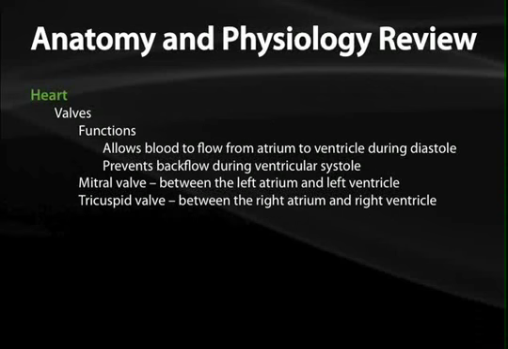Within the heart are the heart valves, and their function is to basically allow the blood to flow from the atrium to the ventricle during diastole. It prevents the backflow during ventricular systole, and the mitral valve is located between the left atrium and the left ventricle. The tricuspid valve can be found between the right atrium and the right ventricle.